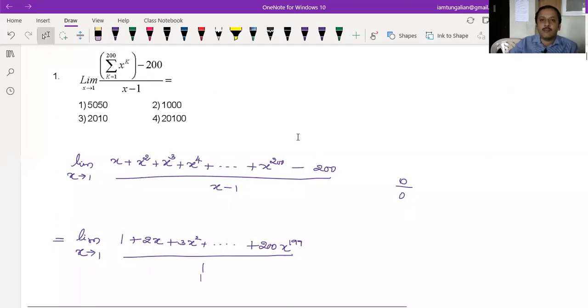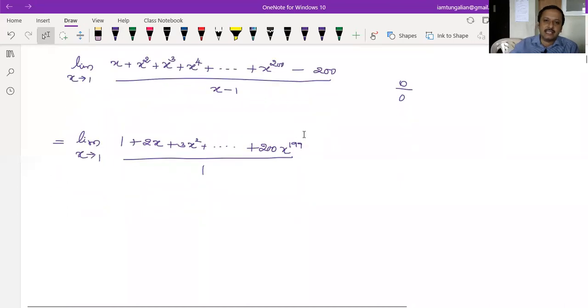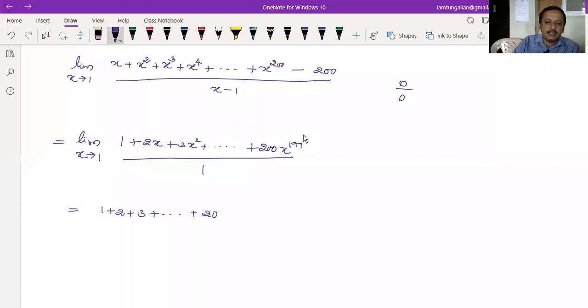Now apply the limit as x tends to 1. When you apply the limit as x tends to 1, what are we going to get? 1 plus 2 plus 3 plus 4, etc., till 200. This sum, 1, 2, 3 up to 200, is equal to what? It is of the form 1 plus 2 plus 3 up to n.